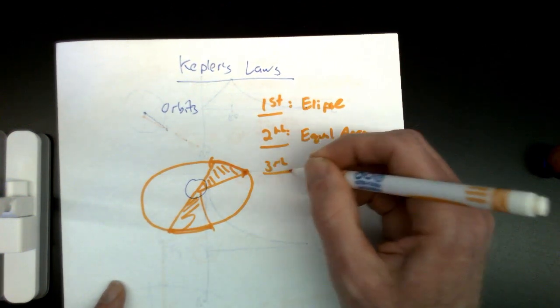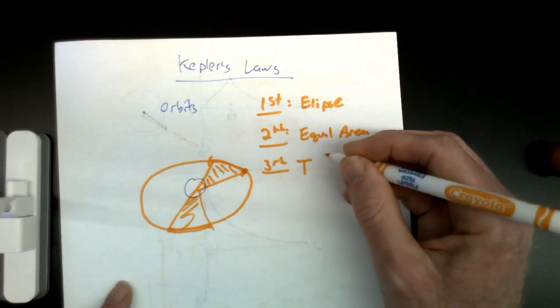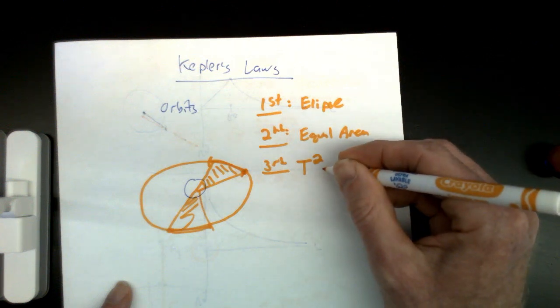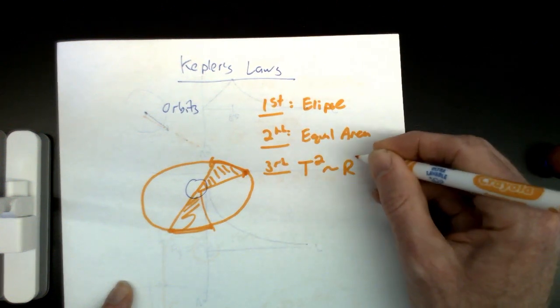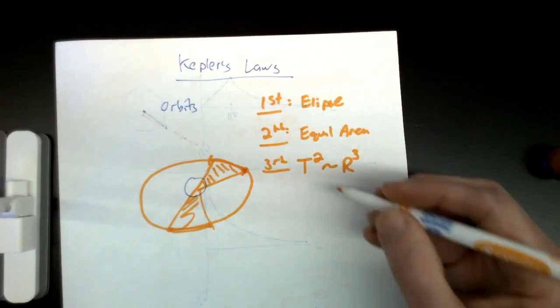But the third law might come up. And the third law says this, that the period of an orbit squared is going to be proportional to the radius of the orbit cubed. Now, I don't know how you're going to remember that, but that just might be something you have to look at a bunch of times and just remember that.